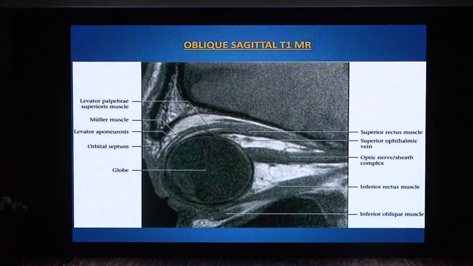Now we will proceed with the oblique sagittal T1 weighted images. In these images, we can see the levator palpebrae superioris muscle. Posteriorly and anteriorly, we see the levator aponeurosis and the Müller muscle, the orbital septum, the globe, the inferior oblique, the inferior rectus, and the optic nerve sheath complex. In between the superior rectus and the optic nerve sheath complex, we can see the superior ophthalmic vein.